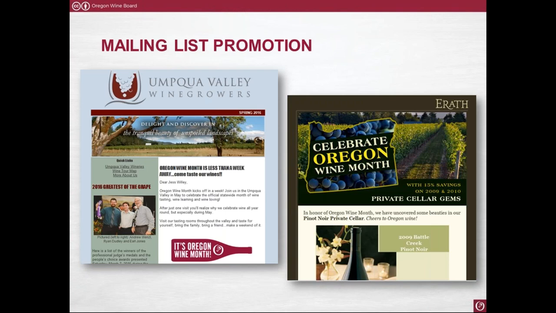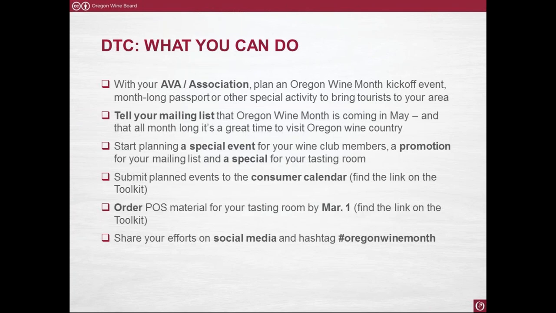For your mailing lists, same idea. There's plenty of graphics available in the toolkit for download, whether that's an inclusion in a short blurb that links to a blog post, or as you can see, an ERAS letter there on the right. That's actually a completely custom mention of Oregon Wine Month. That's not a toolkit element. They decided to take the promotion and incorporate it directly into their style. Obviously, you don't need me to tell you that your mailing lists and club lists are a powerful tool. So please share Wine Month opportunities with them.